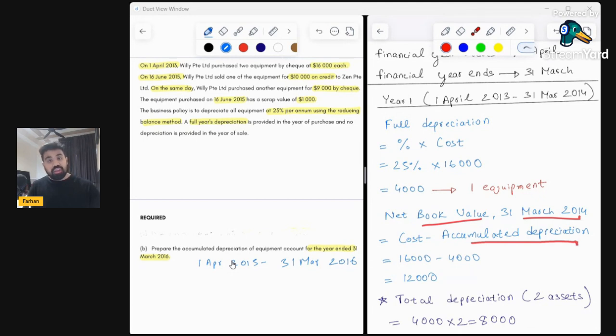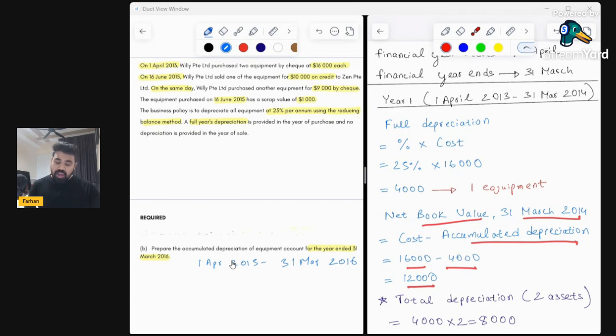Again, we're finding the net book value at this point in time for only one asset, which is $16,000 being the cost, minus $4,000, which is the depreciation expense we have derived for year one, which gives us a net book value at 31 March 2014 of $12,000, which is again valid for one asset only.